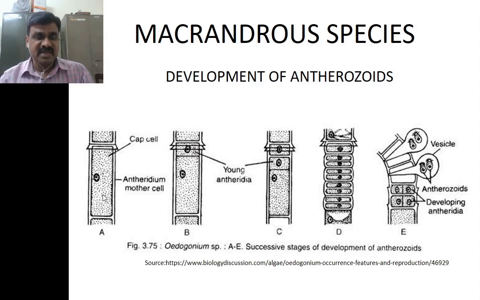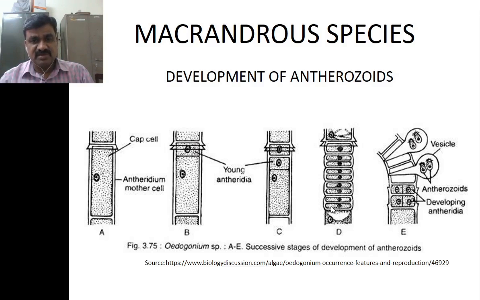Look at this. This is the cap cell, which acts as the antheridium mother cell. The protoplasm of this cap cell undergoes division, which results in the formation of the cells. So this is called antheridium. The division continues and it forms small flat cylindrical shaped cells, and these are called antheridial cells.